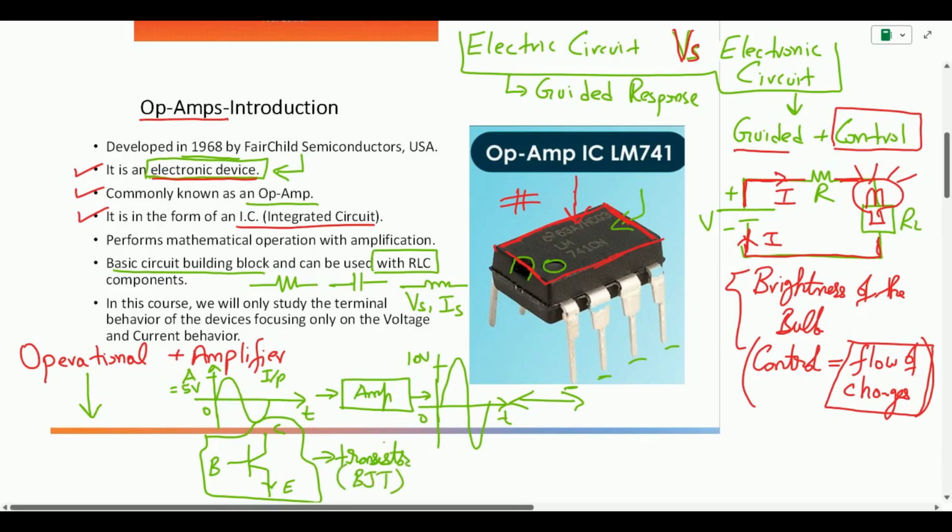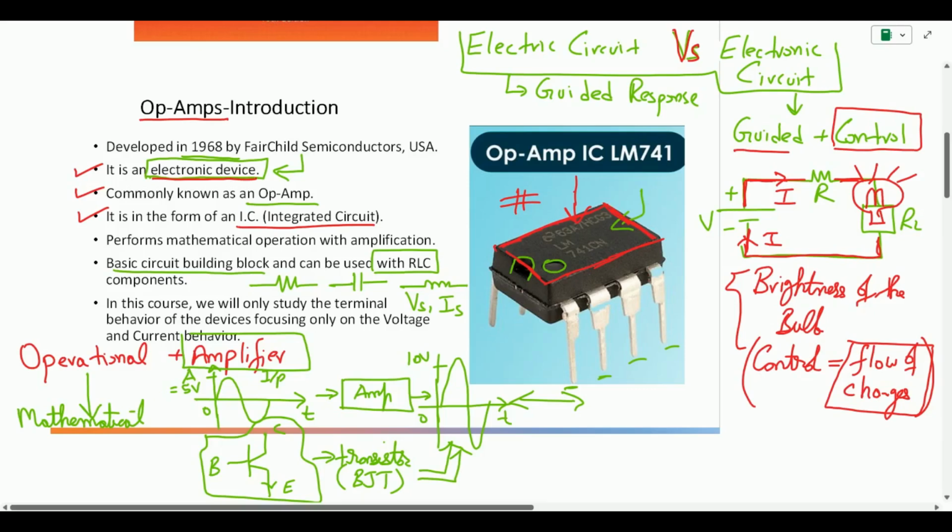The difference between a simple transistor and an op amp is that a simple transistor is basically going to amplify the signal, which we have seen over here. But an op amp can do both things. The first thing is that it can amplify the signal, and it can perform various operations. What are those operations? These are the mathematical operations that it can perform on the amplified signal as well.